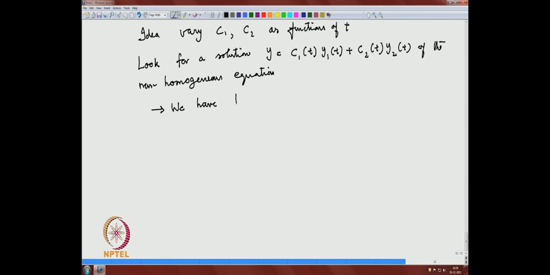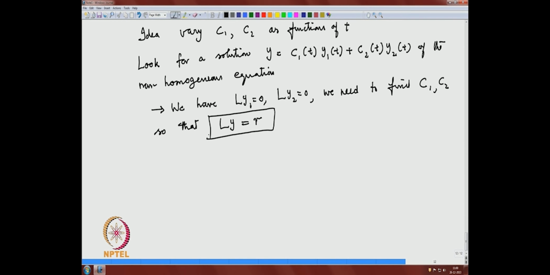So, we have Ly1 equal to 0, Ly2 equal to 0, that is a solution to the homogeneous equation, and we need to find c1, c2 so that Ly is equal to r. That is the important thing, that is what we are trying to say. Is it possible to find them?